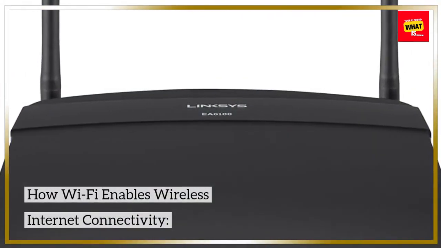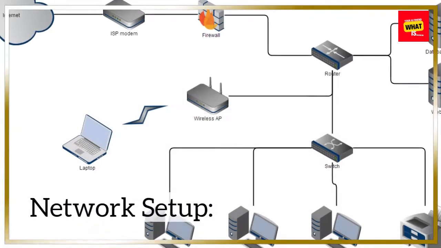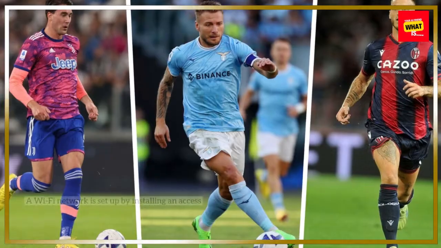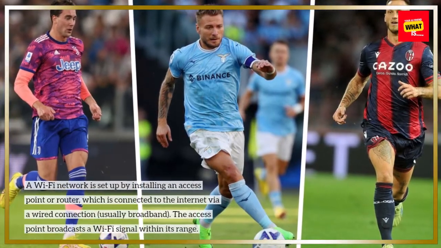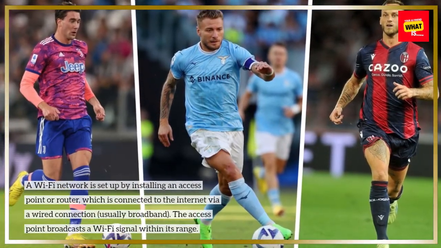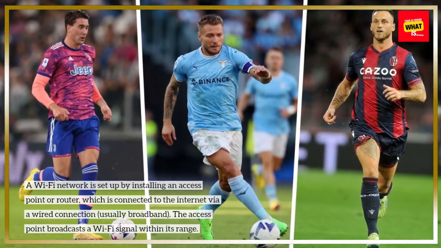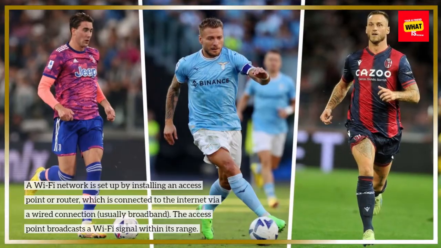How Wi-Fi enables wireless internet connectivity. Network setup. A Wi-Fi network is set up by installing an access point or router, which is connected to the internet via wired connection, usually broadband. The access point broadcasts a Wi-Fi signal within its range.